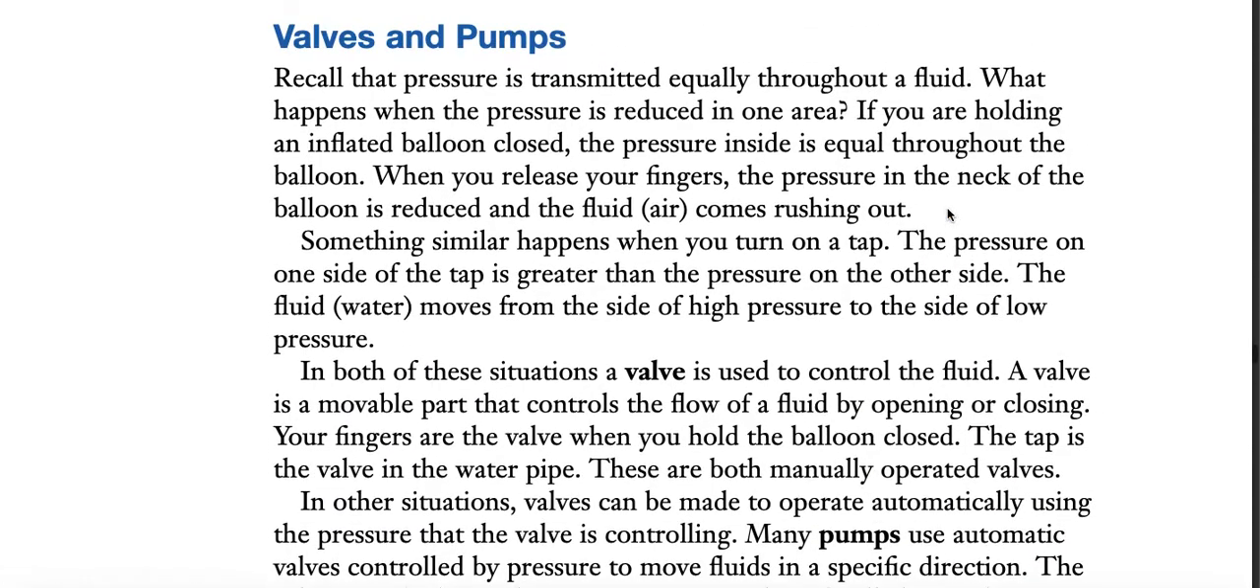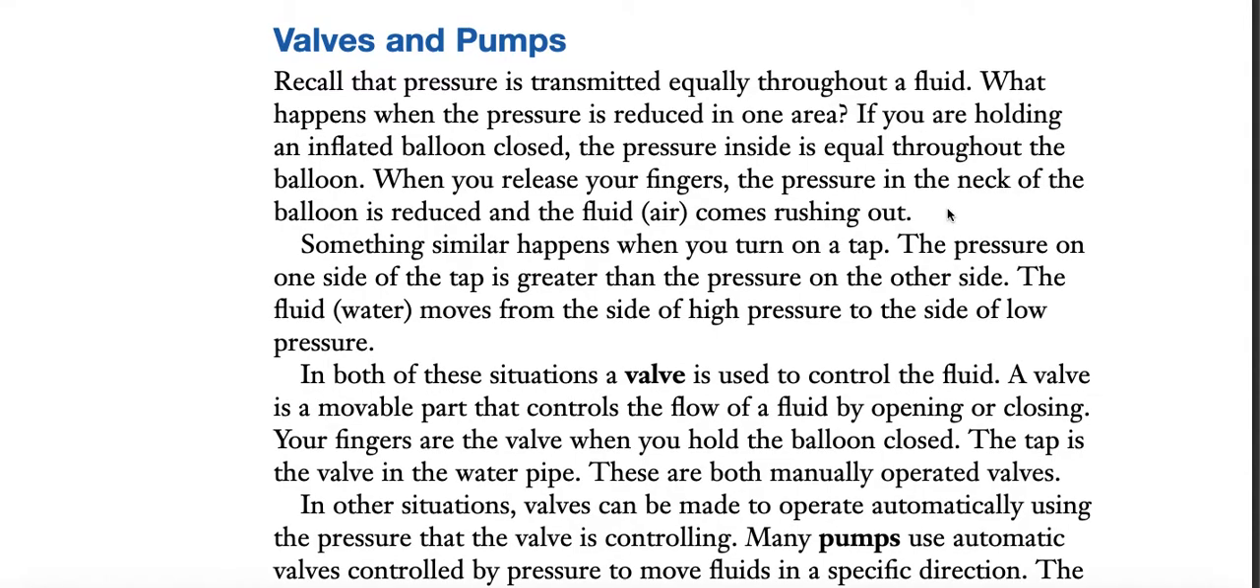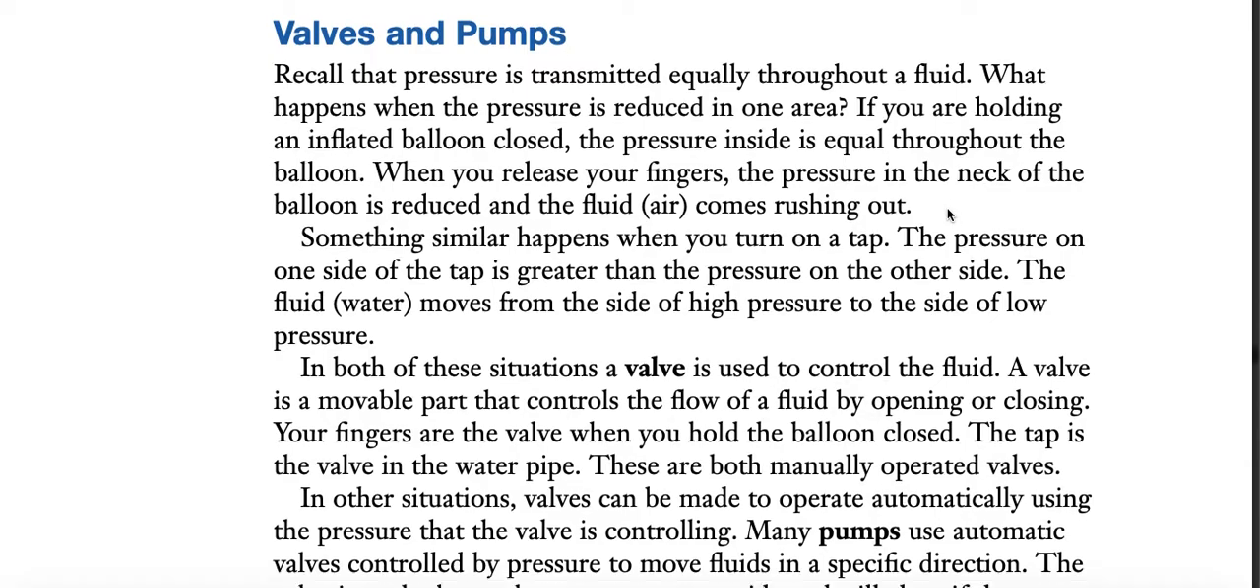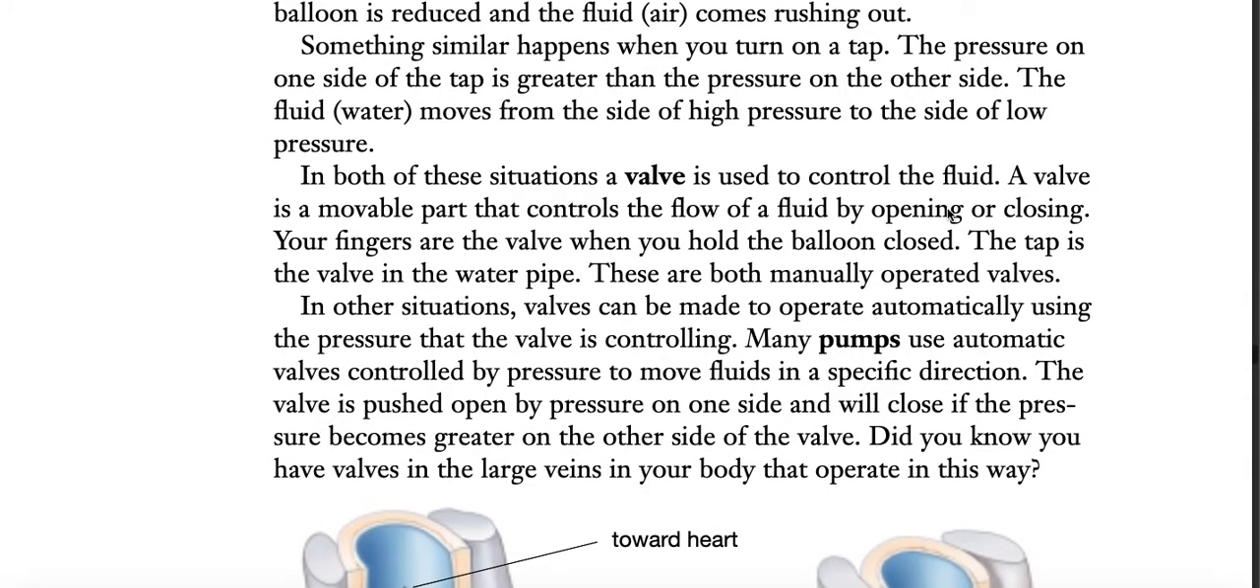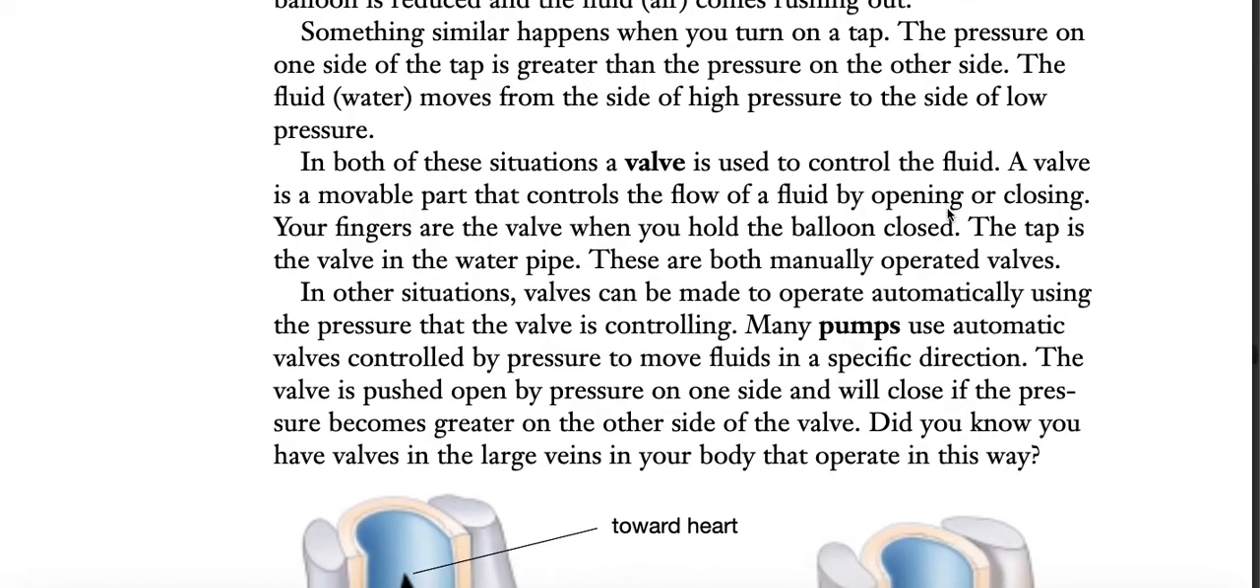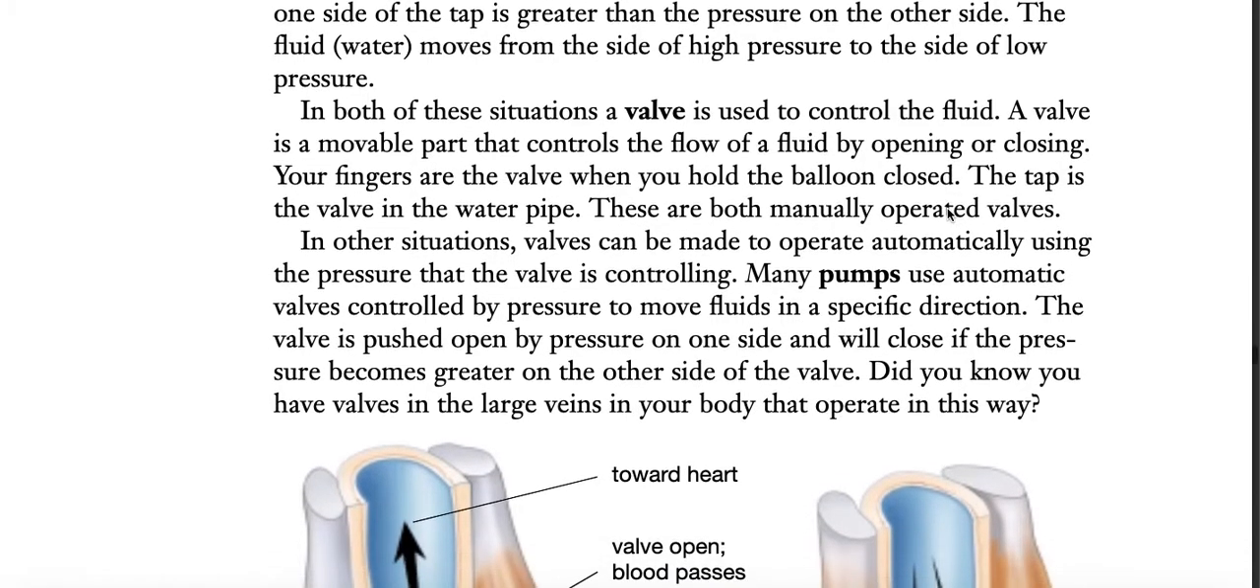That's correct. A valve is used to control the fluid. A valve is a movable part that controls the flow of a fluid by opening or closing. Your heart is actually two pumps which circulate your blood throughout the arteries and capillaries in your body. The heart uses 4 automatic valves to circulate the blood.